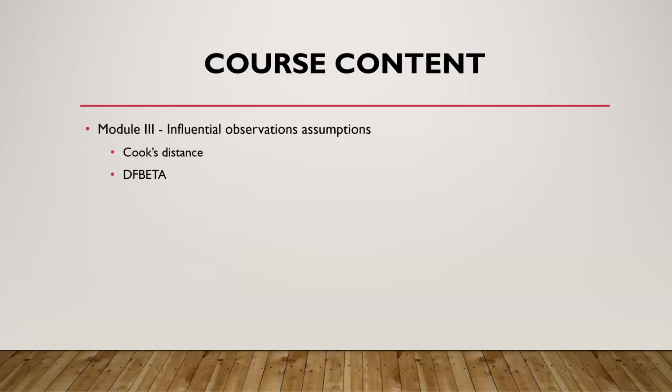The second approach, the DFBETA, is about the effect of each outlier on each of the X variables, in particular the coefficients. And the third approach is called leverage, which is about a combination of the influential values or observations on the X variables.